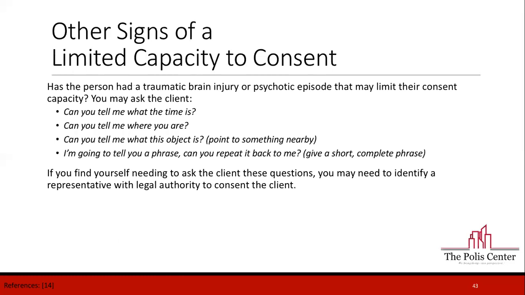Another thing to look out for is whether or not a person has had a traumatic brain injury. It's possible that your agency may have programs for individuals with traumatic brain injuries. In some cases, you may not know. If you're concerned that the client may have recently had a traumatic brain injury or psychotic episode, you can ask the client to tell you what time it is, where they are, point to an object and ask them to describe it, or ask them to repeat a phrase back to you. But if you find yourself needing to ask clients these questions, you probably would need an alternative person to provide that consent.